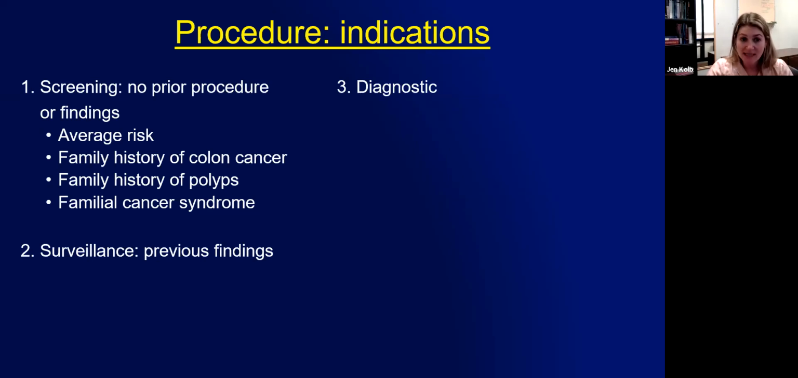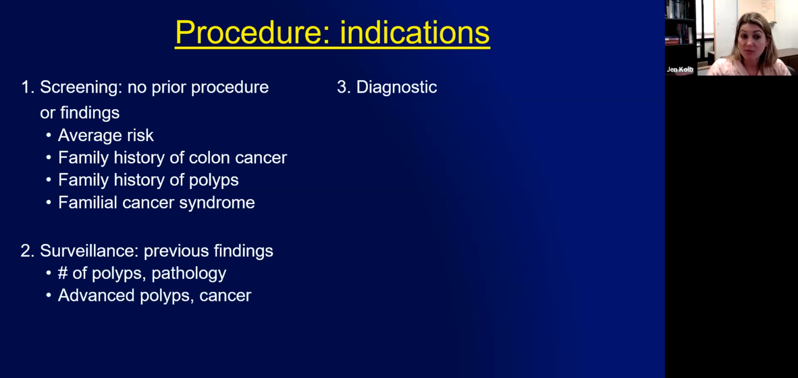The second category is surveillance. So surveillance means we're surveying, we're continuing to look. And this suggests that there was something found on a prior colonoscopy. So if I'm going to do a surveillance procedure, what I'd want to know is, what was found last time? Like that previous case I showed you, the last time the scope was done was in 2015, there were this number of polyps found. This was the pathology. And we have guidelines from all the different GI professional societies to tell us when you're supposed to do the follow-up.